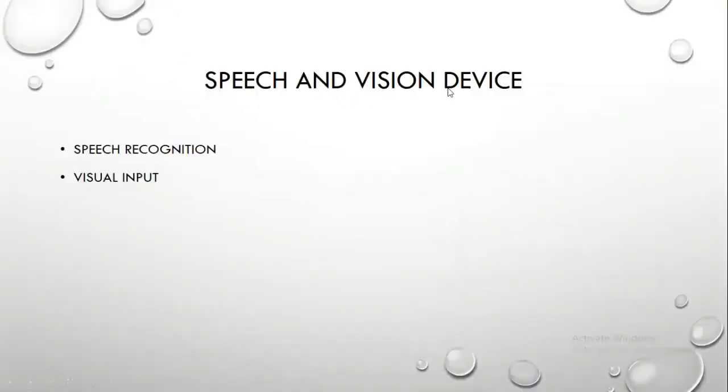Next is speech and vision devices. In speech devices, special devices are used to recognize speech so that you can give commands by speaking. Like, earlier I already told you about a very popular device in the market nowadays, that is Alexa. That is a device which comes into this category, speech recognition devices.